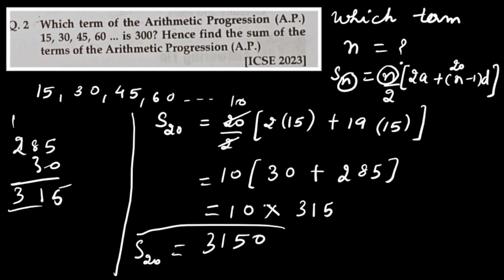We have gotten 3150. So let's do the next question. This question was very simple. First of all, we found n's value, then we found S20.